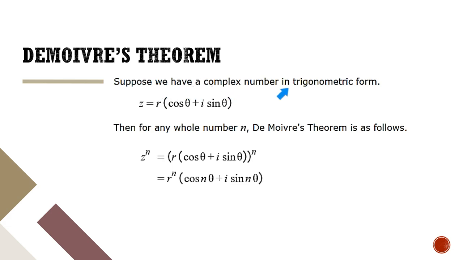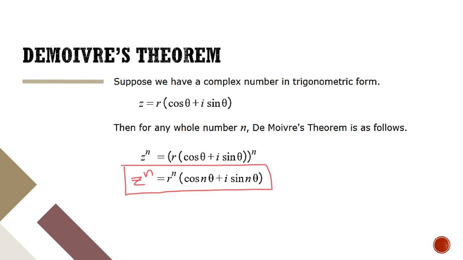What we're going to do with that theorem is, if we have a complex number in trigonometric form, so z is r times the cosine of theta plus i sine of theta in parentheses, we can expand z to the power of n. We can raise this side to the power of n, and if we do that to this side, it will simplify out to this. So the idea is z to the power of n is equal to this.